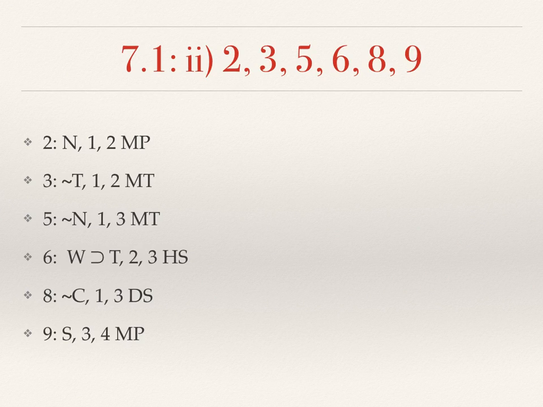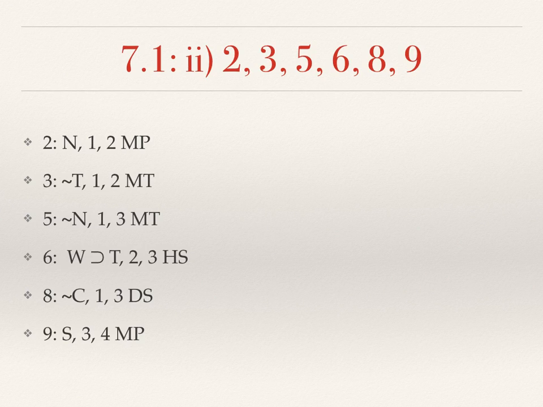Number 8, the first premise was C or L. The second was L implies T, and we're asked to conclude L. If we had a not C, then through disjunctive syllogism, we could conclude L. So we simply put a not C into that missing premise, and then we're able to conclude L by disjunctive syllogism, steps 1 and 3.